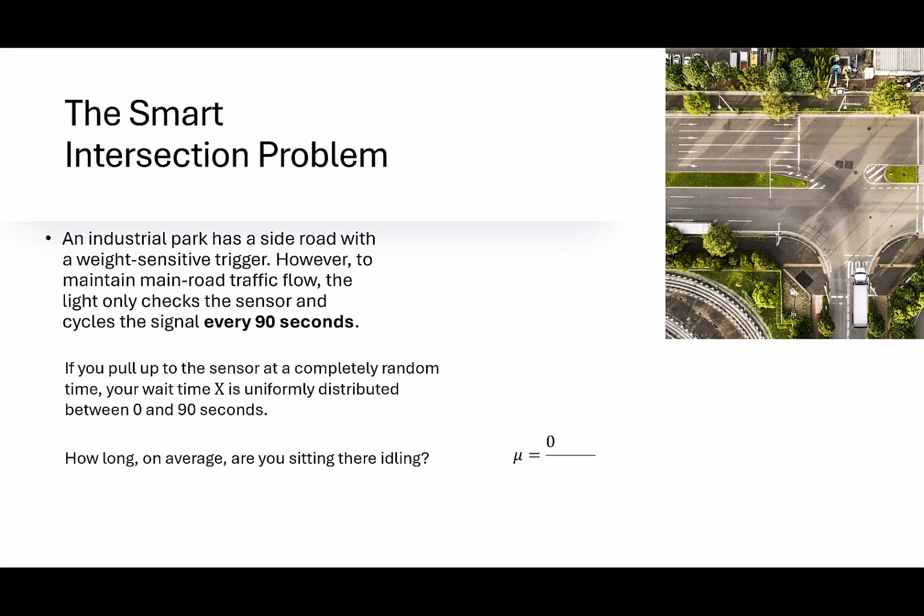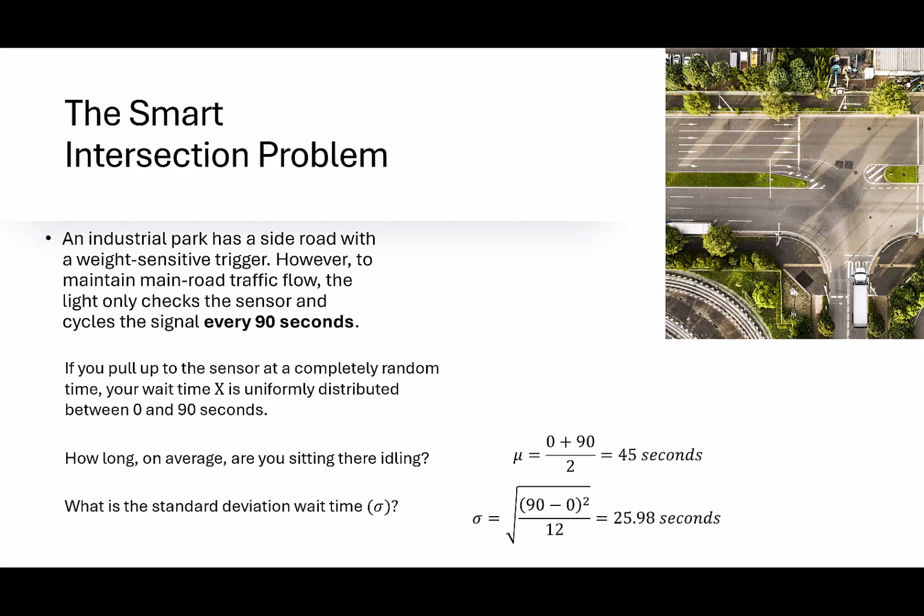To find our average, which is mu, we'll add 0 plus 90 and divide by 2, which gives us an average wait time of 45 seconds. Let's also talk about the standard deviation of the wait time. The standard deviation is a little trickier. We're finding the square root of (90 minus 0) squared, divided by 12, which gives us about 25.98 seconds. When you find sigma for a uniform distribution, you're always dividing by 12. So your numerator will change with the values in your problem, but the denominator will always be 12.